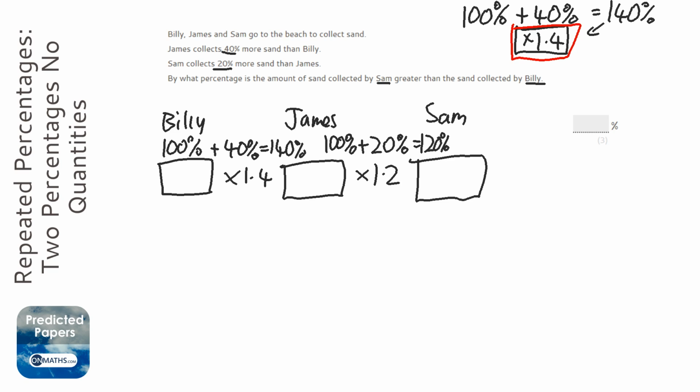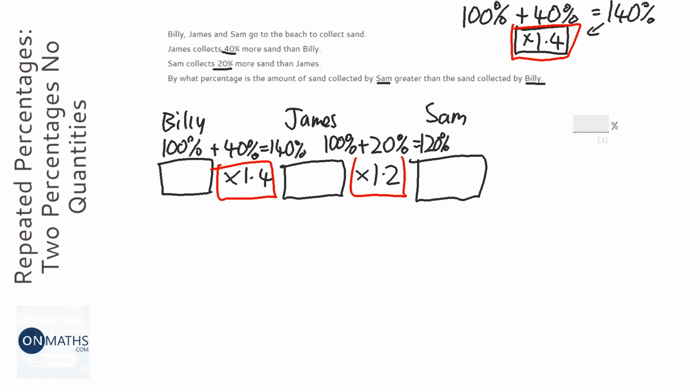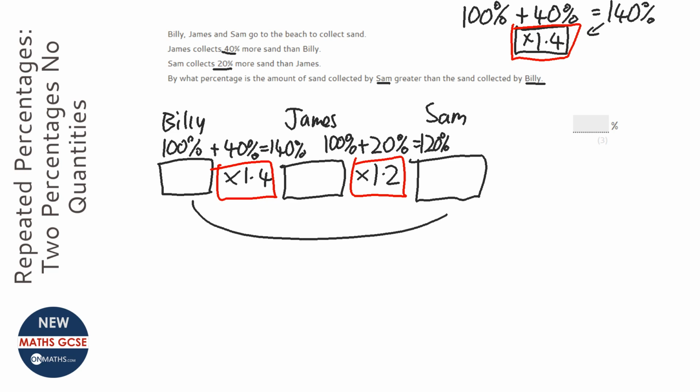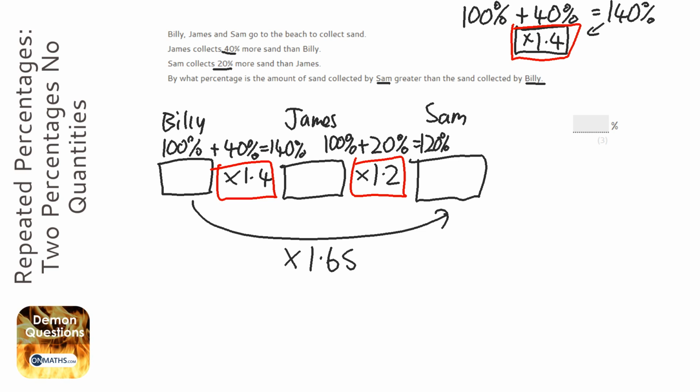Now the problem is we don't know what the amount is, but we do know what we're going to do to it. We're going to times 1.4, then times 1.2. So if we get our calculator, or if it's on a non-calculator paper, then you have to do this the long way. And I type in 1.4 times 1.2. And that will tell me in total what I'm timesing Billy's by to get straight to Sam's. Like so. The answer to that is 1.68.